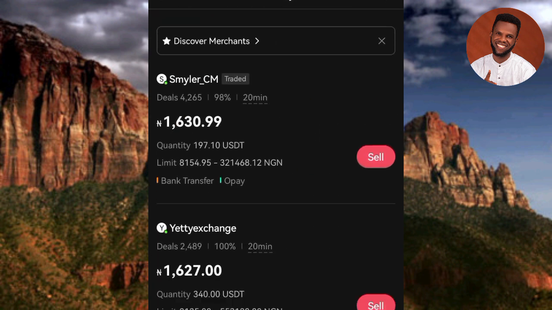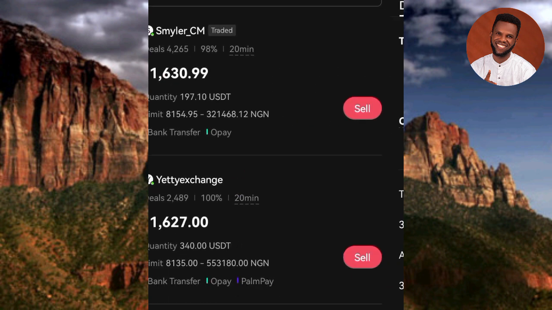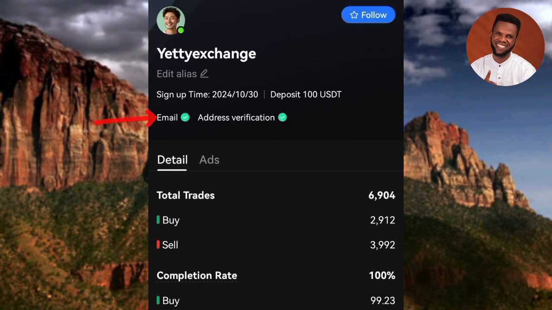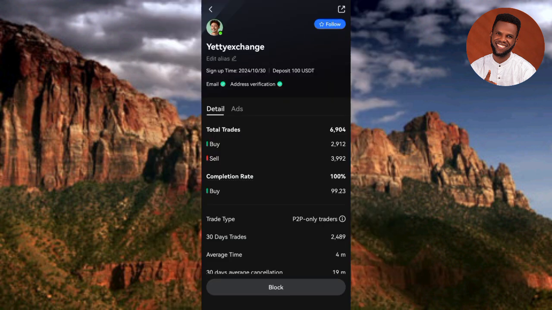Let me tap on this second person, the second buyer. You can see this is the details of the buyer. The email is verified, the address is also verified, and also this person has a completion rate of 100%. That means this person has completed 100% of all the deals that have been brought to him. So guys, now let me go back.